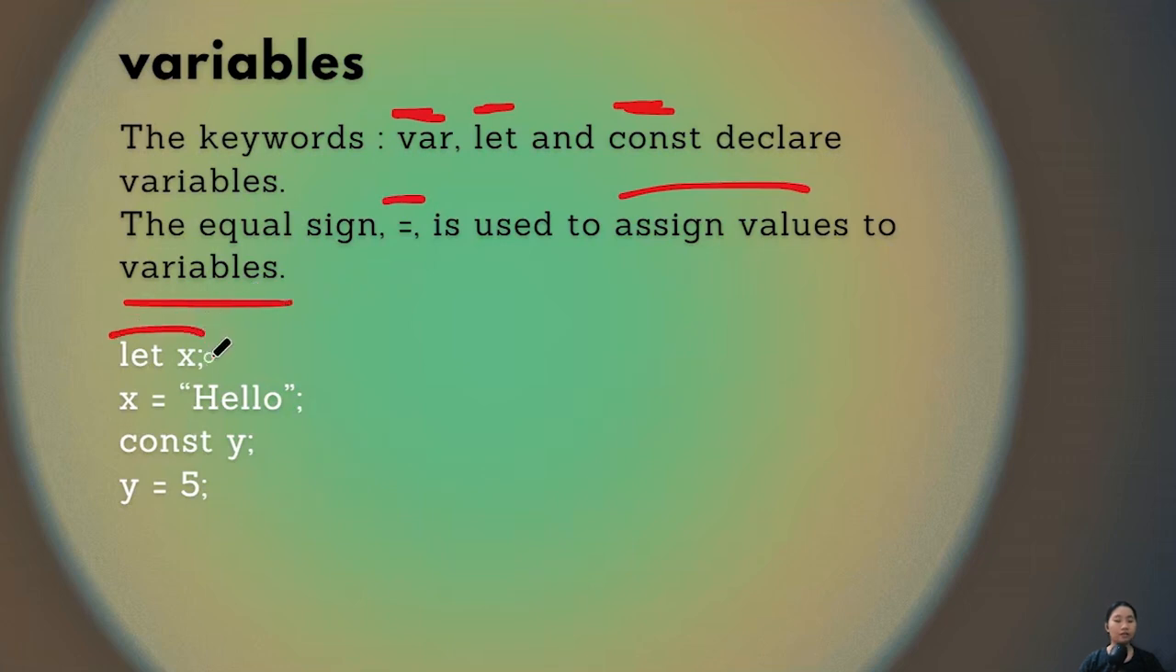Let x, so we've declared x. x equals hello, we've defined x, okay? We've assigned a value to it. And the same thing with const y equals 5.